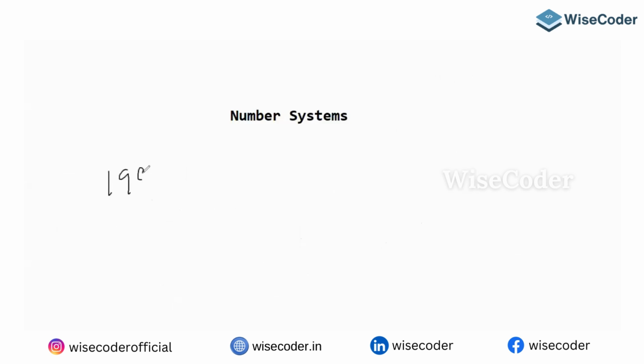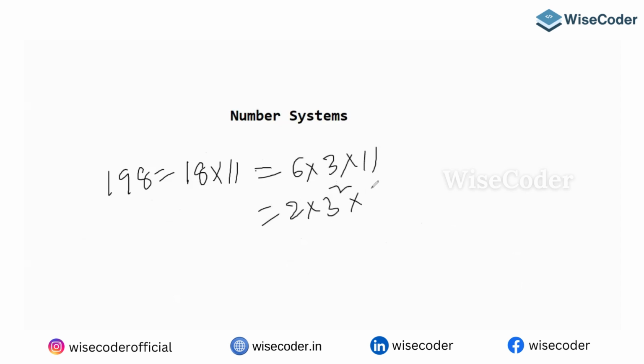198. Let's say 198 is a number. Okay. How are we going to write it? It is going to divide by 11. 11 ones are 11, 11 eights are 88. So you can say 18 into 11. Again 11 is a prime number, but 18, how are you going to write? 6 into 3 into 11. So 2 into 3 square into 11. This is how you have to write it. You take any number, you can write it like this.